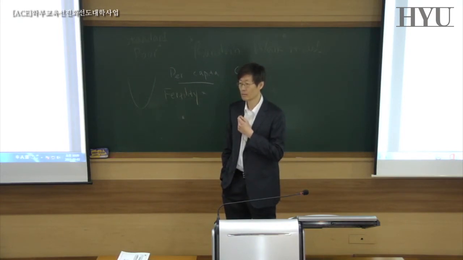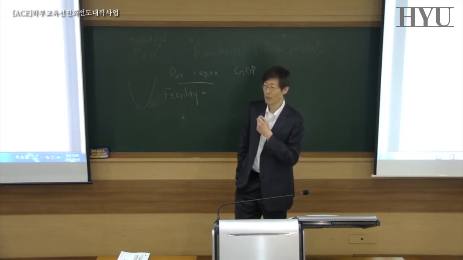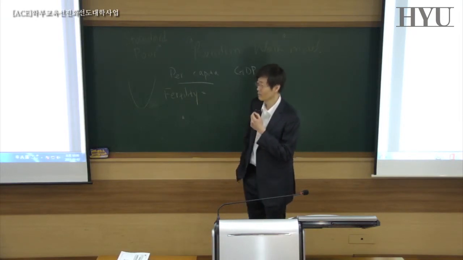Why does this inverted U characteristic make some sense? How do you interpret it? What's the message that the environmental Kuznets curve tries to tell you? Other than it's very smooth this time.